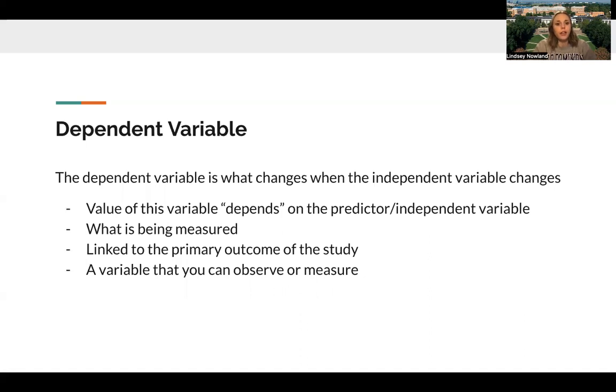Your dependent variable, on the other hand, is what changes when the independent variable changes. So it depends on the independent variable. The outcome of your study depends on the predictor, or the independent variable, that you are manipulating in your study. The dependent variable is what is being measured, what you actually want to find out. It's linked to the primary outcome of the study, and it's a variable that you can easily observe or measure within any type of design.